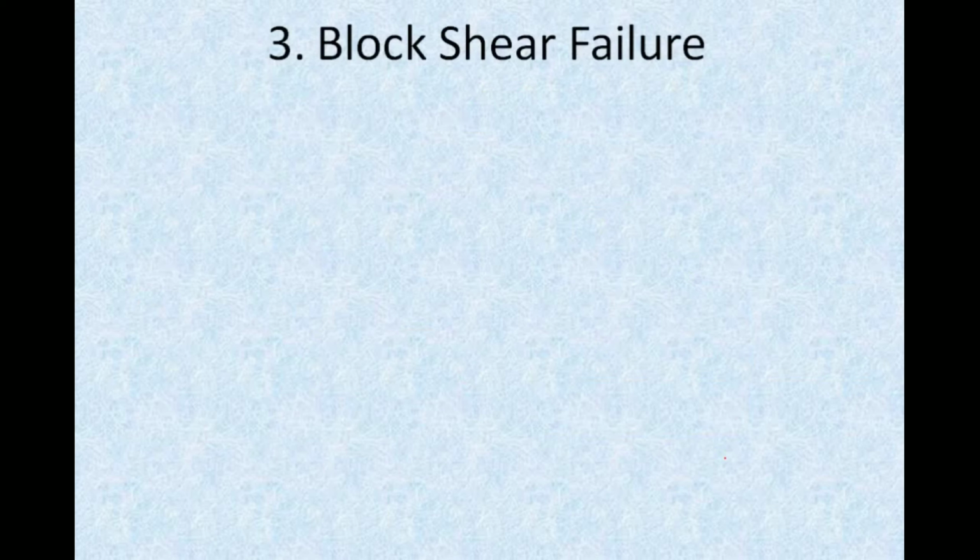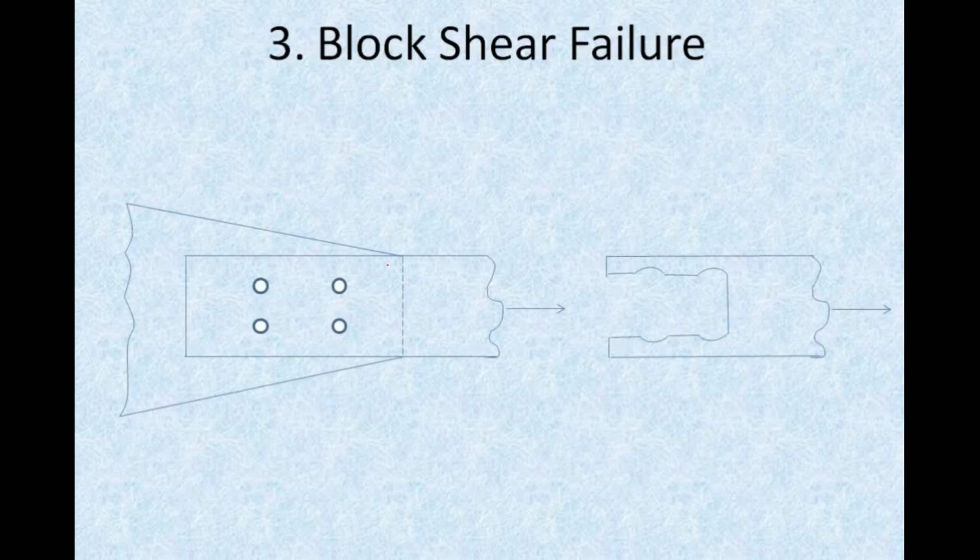So if we talk about the third type of failure, there are three types of failure in tension members. The first type we have discussed, the second type also we have discussed. Now this is the third type of failure, which is the block shear failure. Now what is that? Suppose this is a gusset plate here, and suppose this is a flange or any other member, so these two are connected to each other by bolting. This is a pull here, suppose this is P.